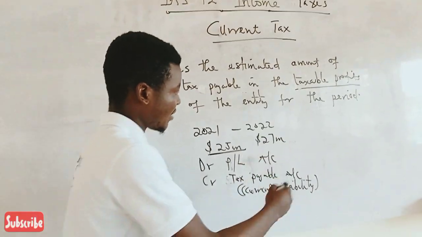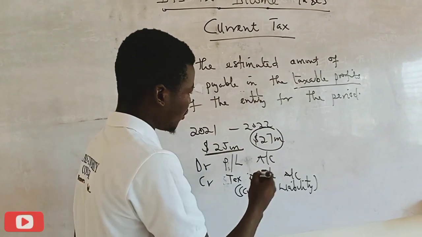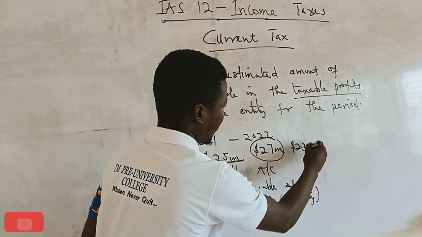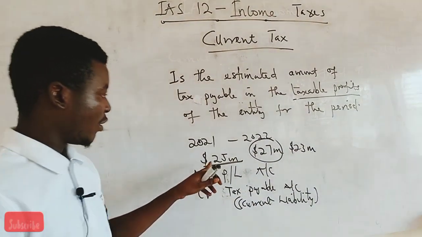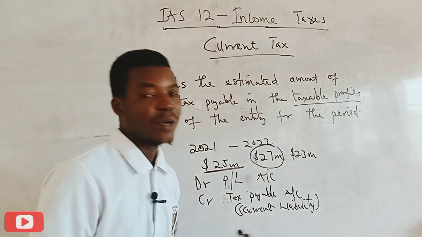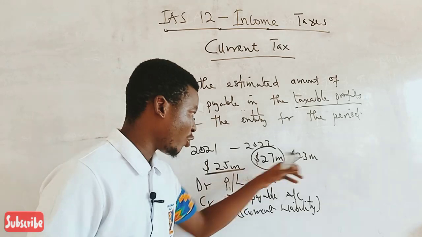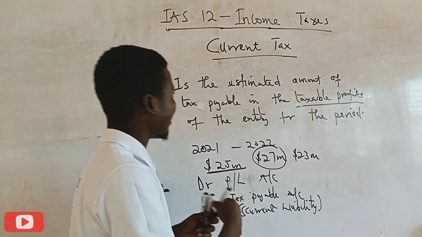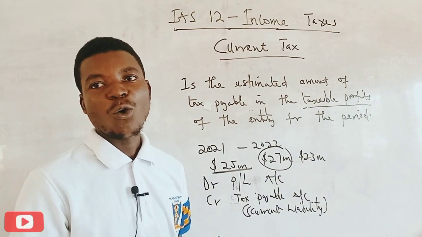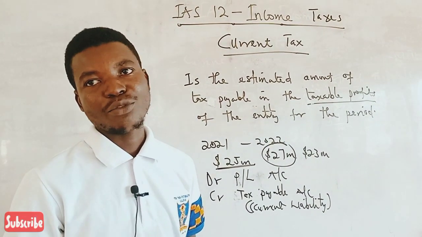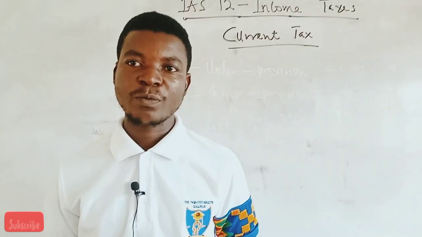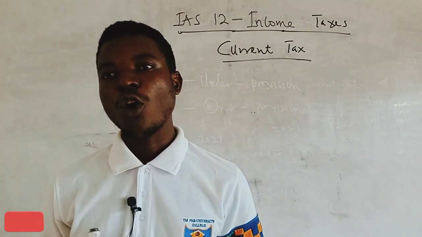Let's also assume that in 2022, the actual amount is not 27 million, but 23 million dollars. What is happening? The amount that we estimated is higher than the amount that we're supposed to pay. So this is also over provision. So under current tax, we have two issues. These issues are over provision and under provision. It's either under provision or over provision.